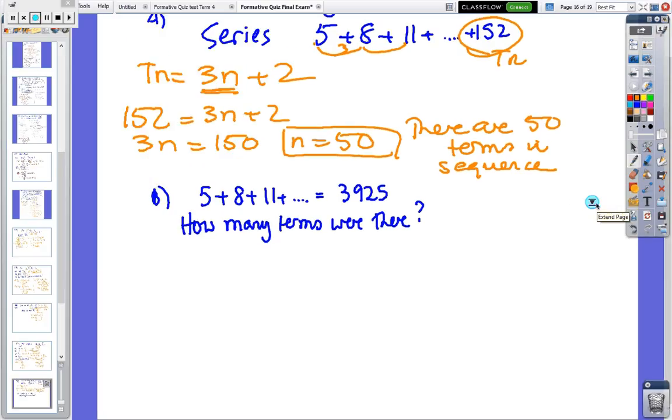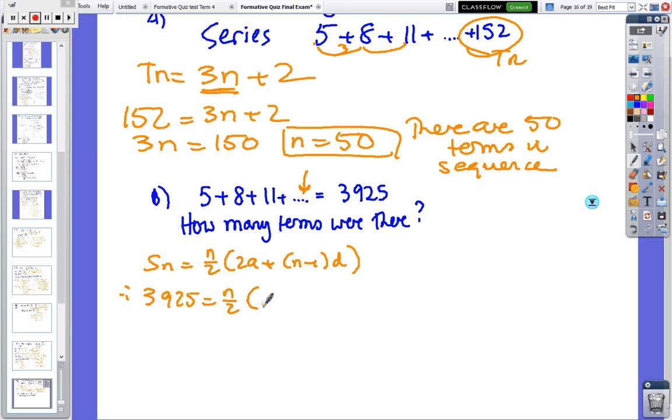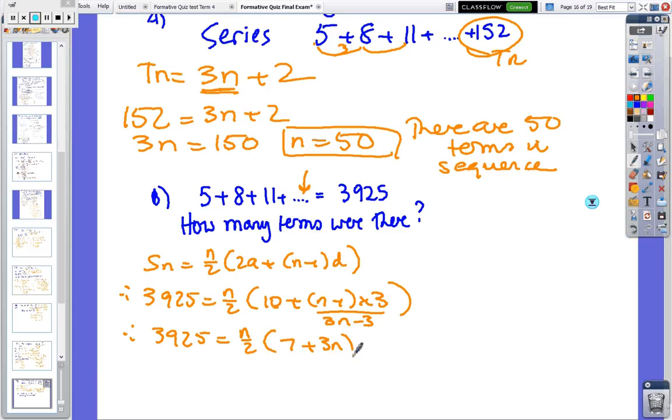Rightio. So we've got the sum Sn equals n on 2 times (2a plus (n minus 1)d). Okay, we don't know what the last term is, and we're not going to sit there doing guess and check, are we? All right. So next one is 3,925 equals n on 2 times (2 times 5, which is 10, plus (n minus 1) times the difference, which is 3). Now that equals 3n minus 3. 10 minus 3 is 7 plus 3n.